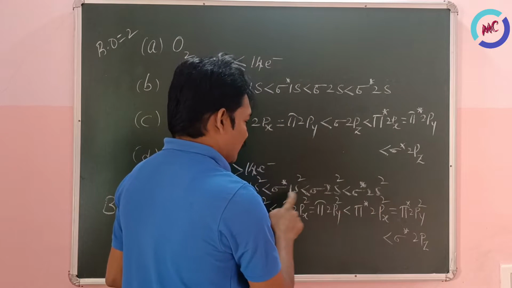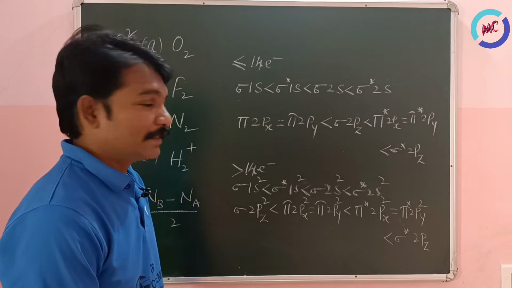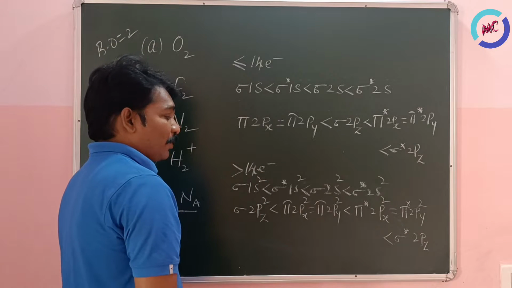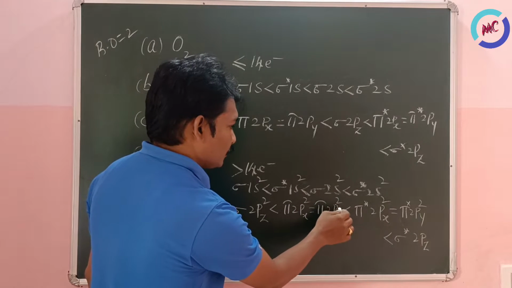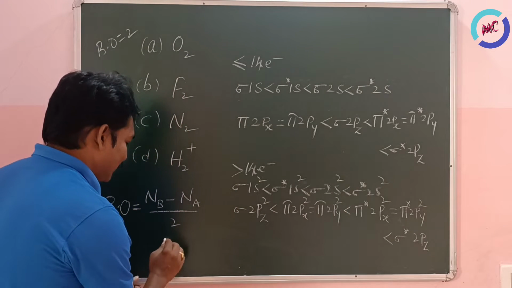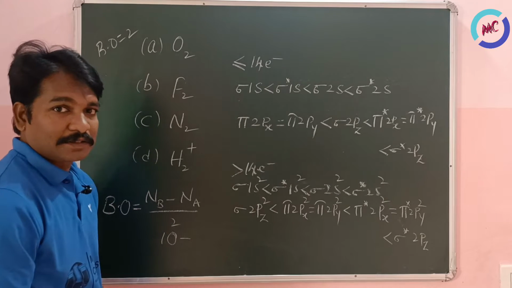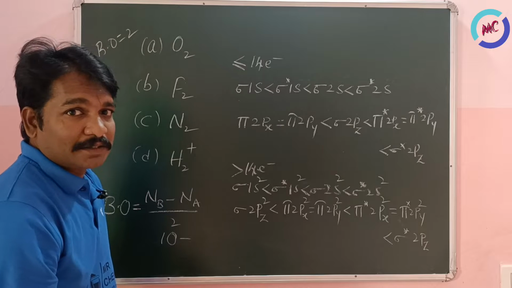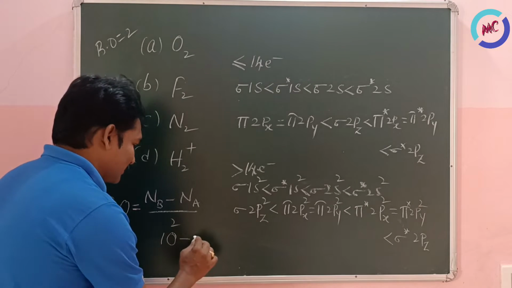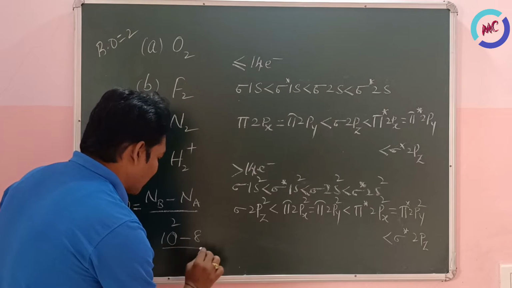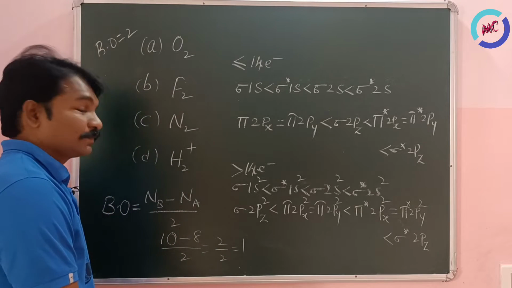1, 2, 3, 4, 5, 6, 7, 8, 9. 9 twos are 18 electrons filled. Now we have to check the number of bonding electrons, that is 1, 2, 3, 4, 5. 5 twos are 10. Now we have to check anti-bonding electrons. Out of 18 electrons, 10 are bonding electrons, in the sense 8 are anti-bonding electrons. Therefore, 10 minus 8 by 2 is equal to 2 by 2, that is 1.